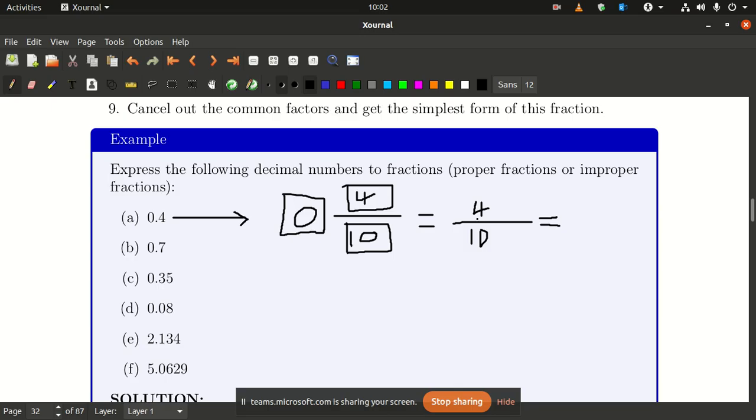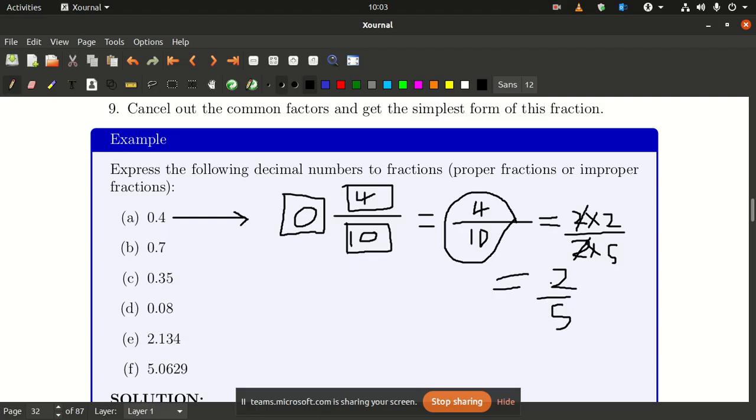Now, because we know that 4 is the same as 2 times 2, and we know that 10 is the same as 2 times 5, we can see that we have a 2 in the numerator and a 2 in the denominator. We cancel those out and we are left with 2 over 5. So we don't leave our answer here. We always leave it in the simplest form. Do we get it?